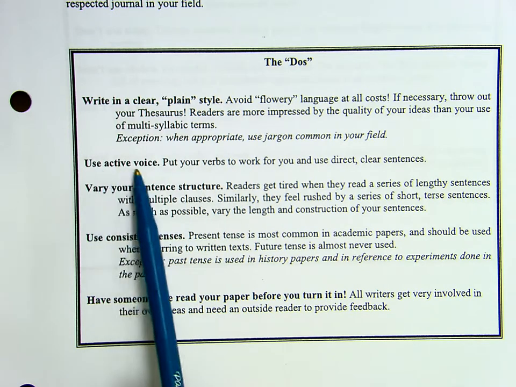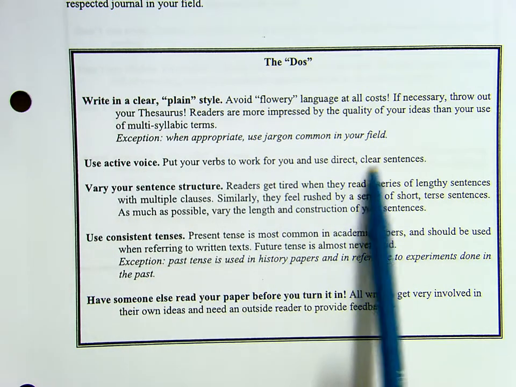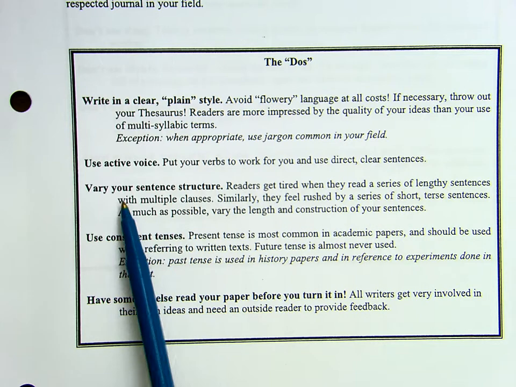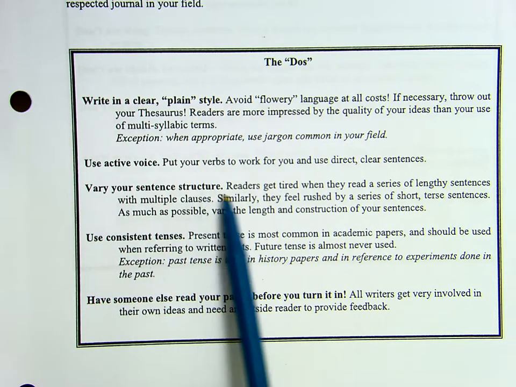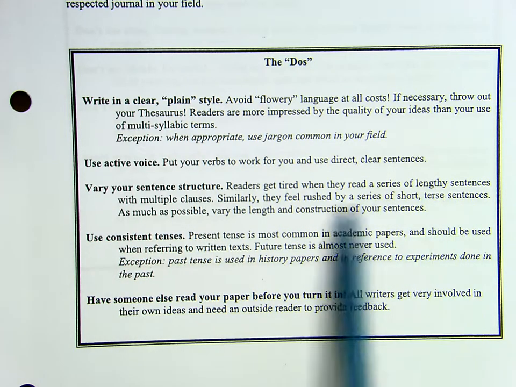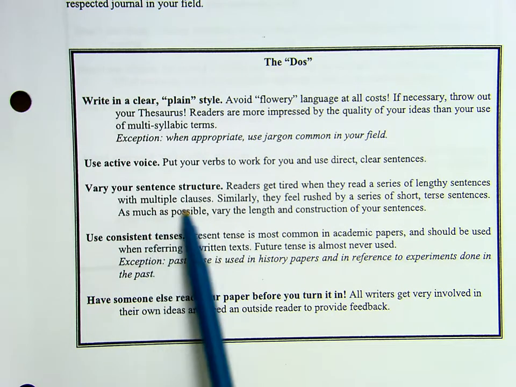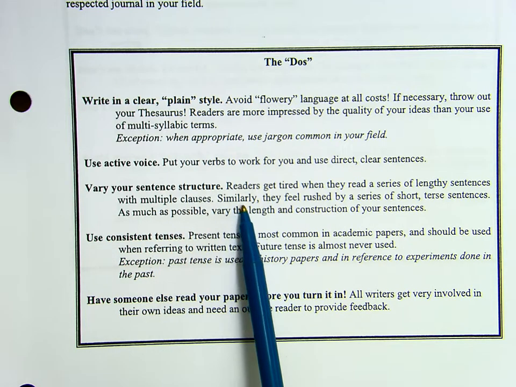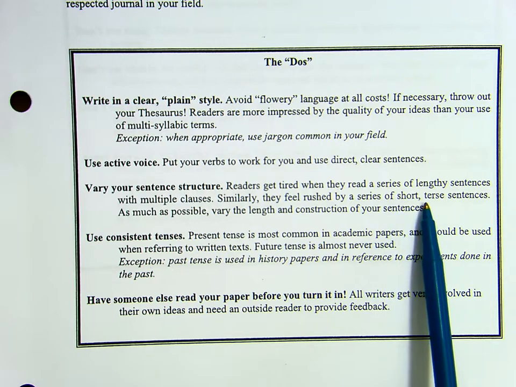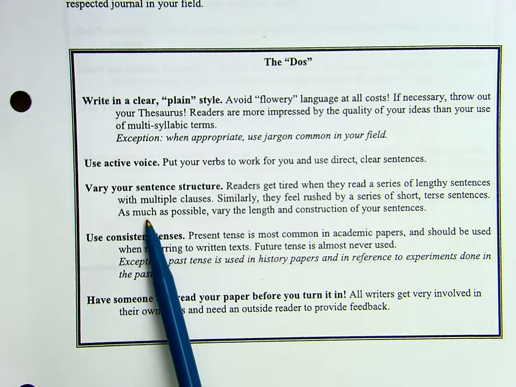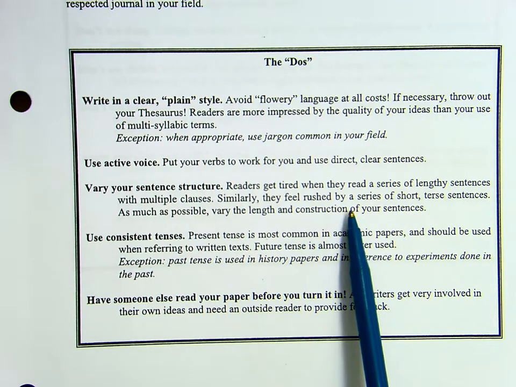You want to use the active voice. Put your verbs to work for you and use direct, clear sentences. Vary your sentence structure. Readers get tired when they read a series of lengthy sentences with multiple clauses, and similarly, they feel rushed by a series of short, terse sentences. So as much as possible, you want to vary your sentences.